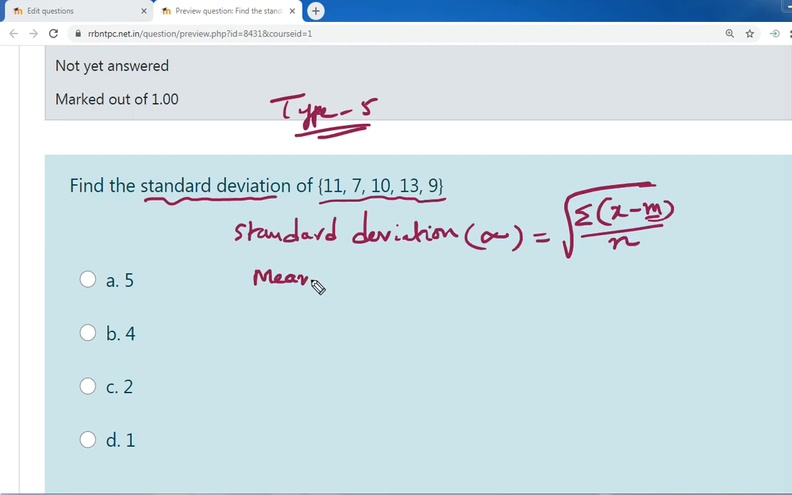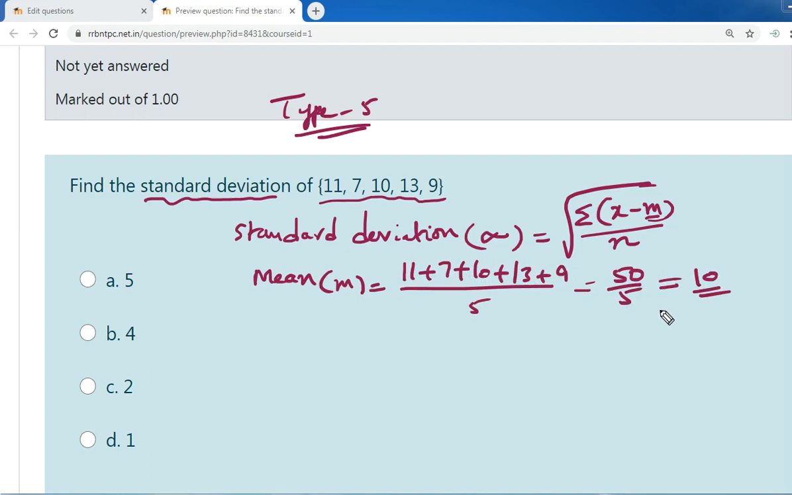We know how to find the mean. Already we discussed mean. M is equal to sum of the given values by number of values. 11 plus 7 plus 10 plus 13 plus 9 by 5. So that is equal to 50 by 5, that is equal to 10. We found the mean as 10. So what about the x? X is the value of a particular element. Generally, we might say xi also because it represents the element values.